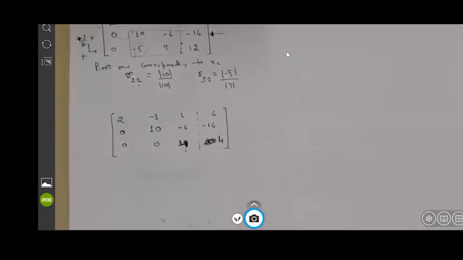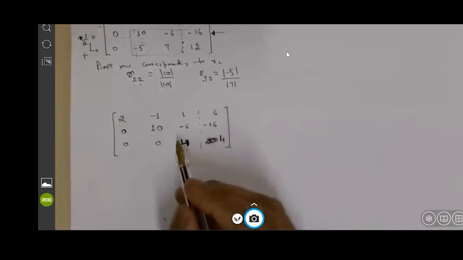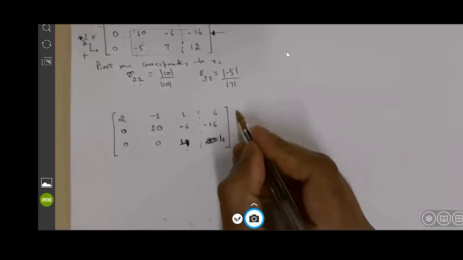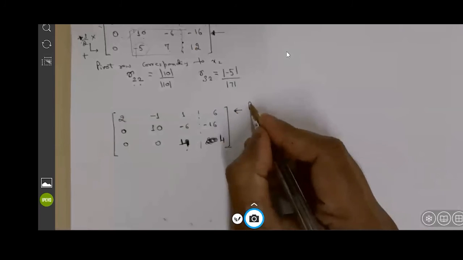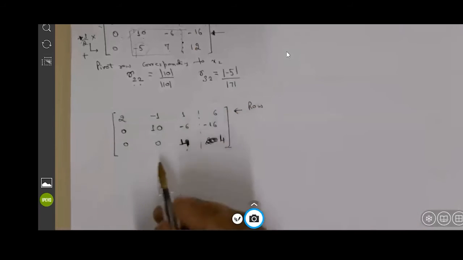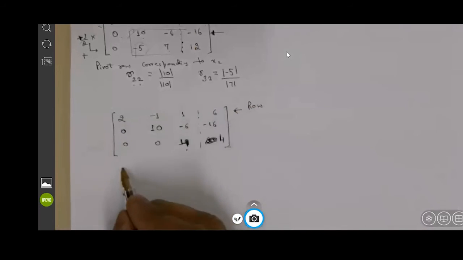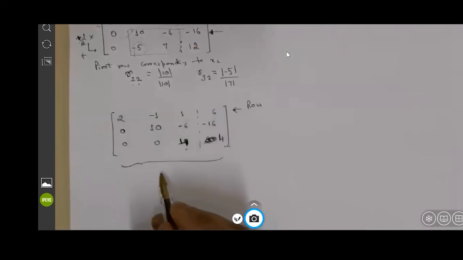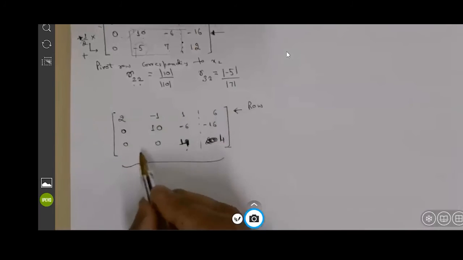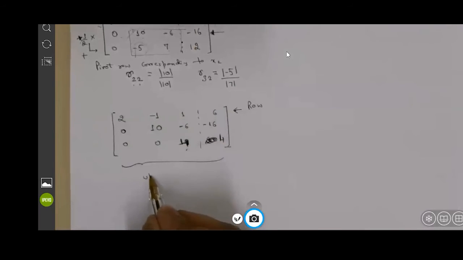Yes, Professor. So this is what we call row echelon form, where you get an upper triangular matrix. This is called an upper triangular matrix. I mean, this matrix is in upper triangular form.